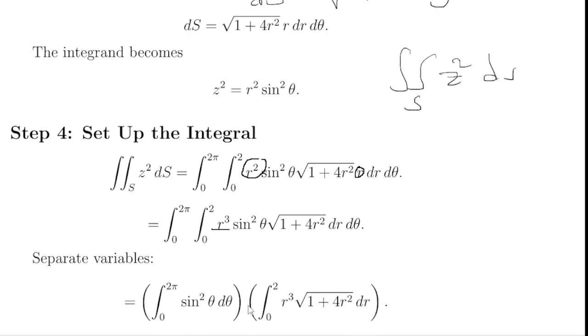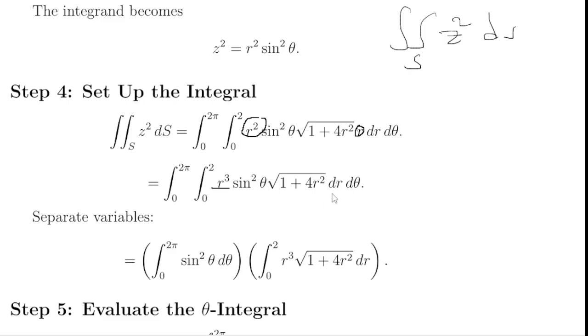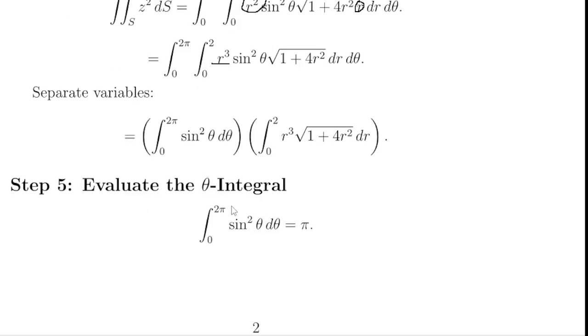We can split this up into two different integrals, because the first integral is with respect to r. We break that up, and then multiply it by the integral with respect to theta. The integral from 0 to 2 pi of sine squared theta is just pi. For that, you can use the doubling identity: 1 minus cosine 2 theta over 2, from 0 to 2 pi. And when you do that, you get pi.